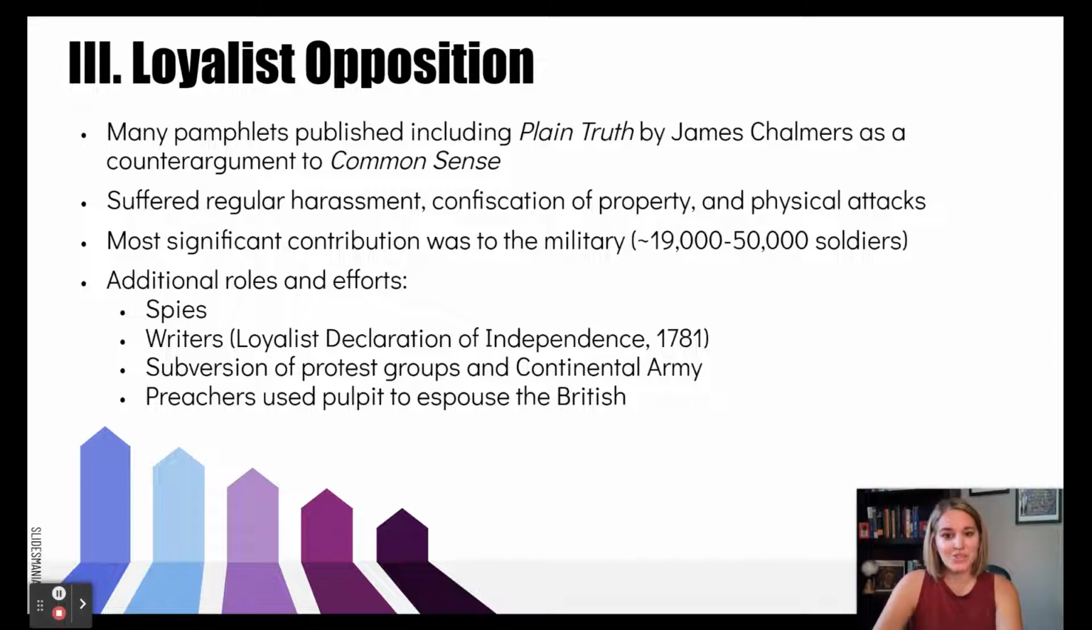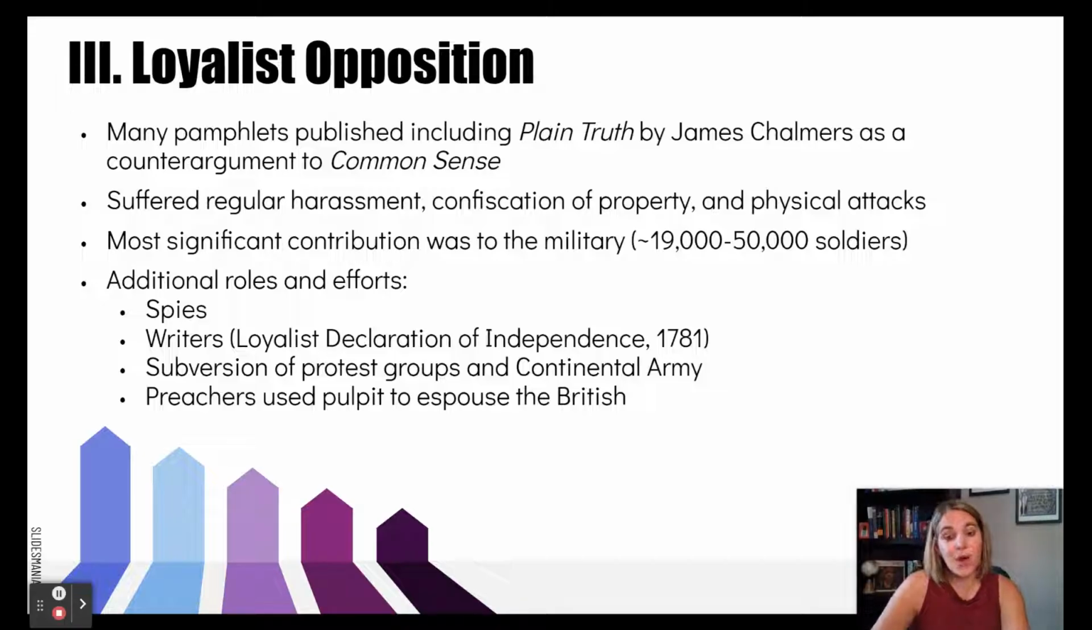As I already mentioned, the Loyalists during the war are going to face physical attacks, harassment, and confiscation of their property. But they do contribute in a large way to the war effort. Anywhere between 19,000 and 50,000 actually served as soldiers in the British Army, but they had other roles as well. Spies were very common. Writers like James Chalmers actually wrote a Loyalist Declaration of Independence. They acted in subversive ways, trying to prevent the activities of the protest groups prior to the Revolutionary War, and also to dismantle the efforts of the Continental Army.